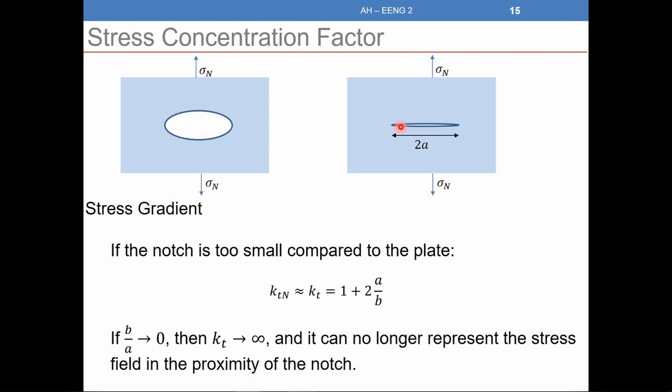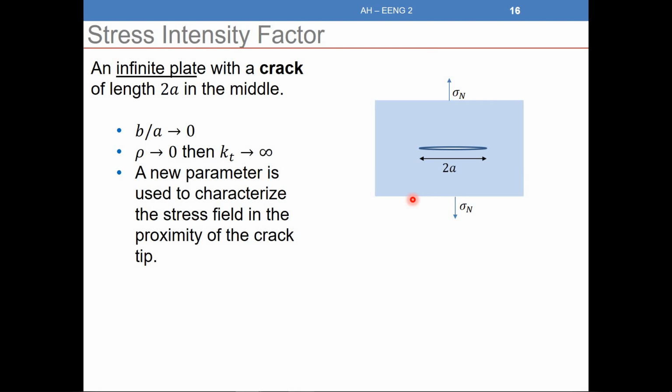If I have in the design, or the plate that I am studying here, a crack like this where b is very small compared to a, I will not be able to use the stress concentration factor. Okay, so that's what we said. If I cannot use it because KT will go to infinity, I need to define a new parameter. This new parameter is what we call the stress intensity factor.